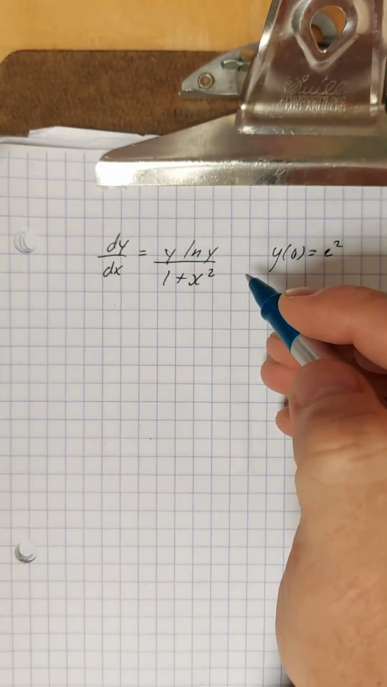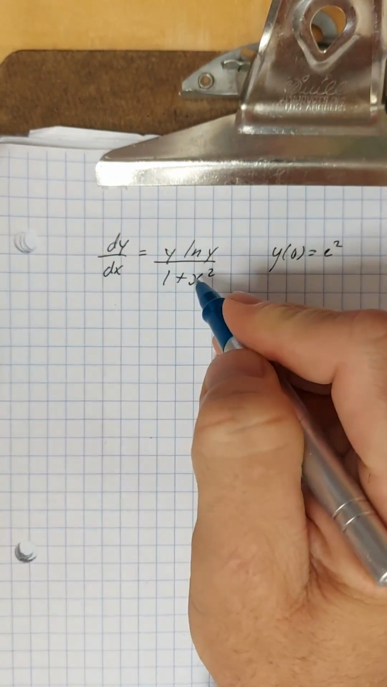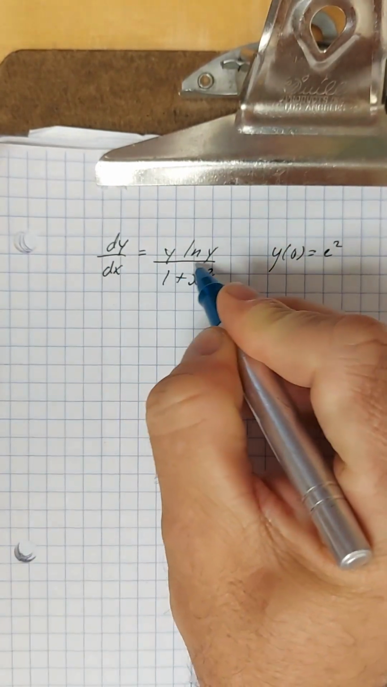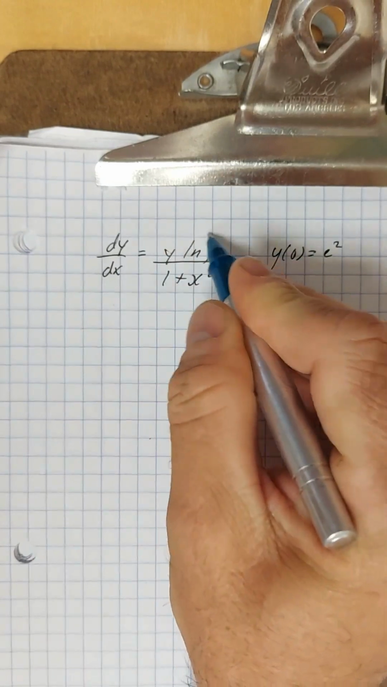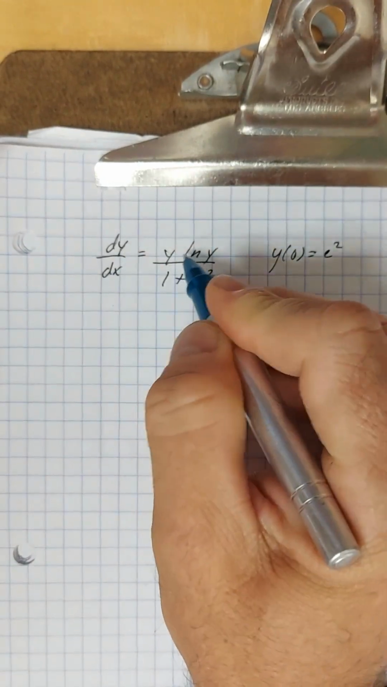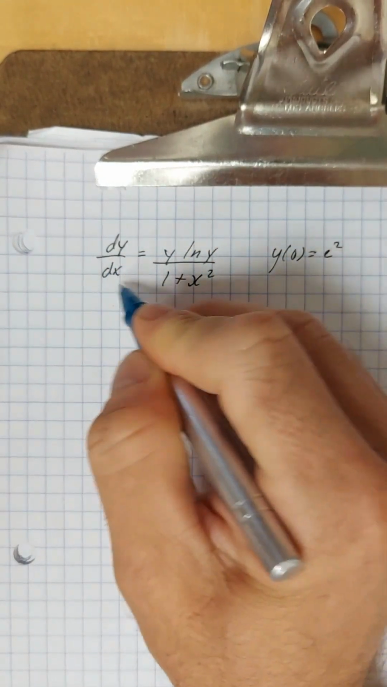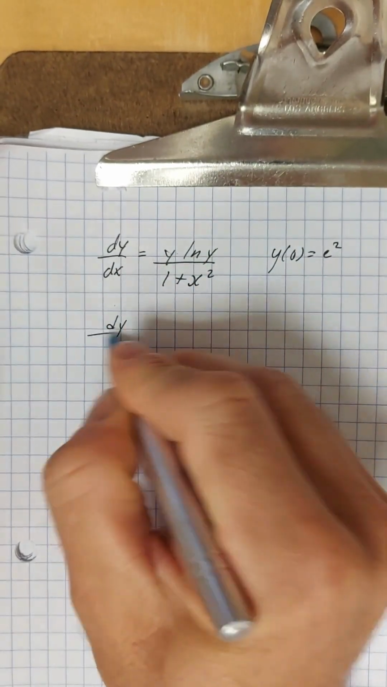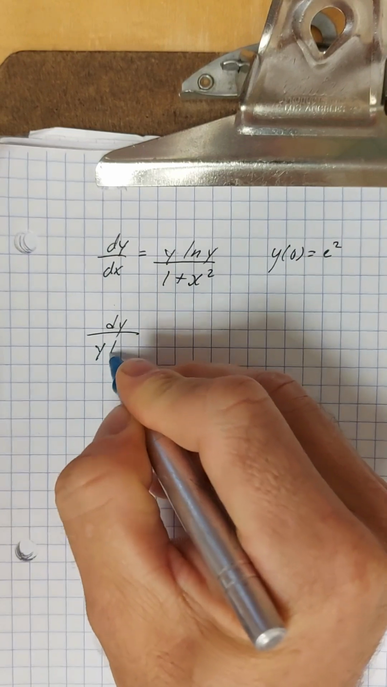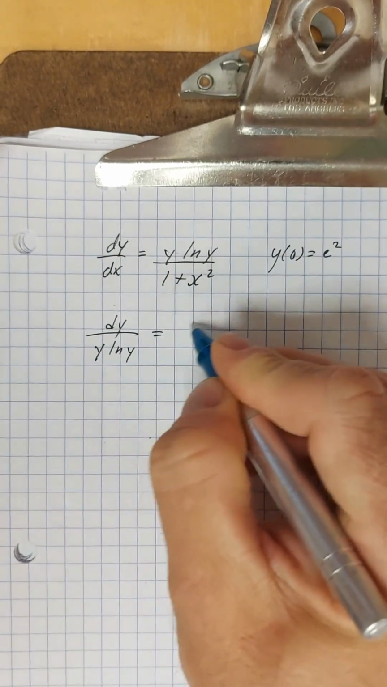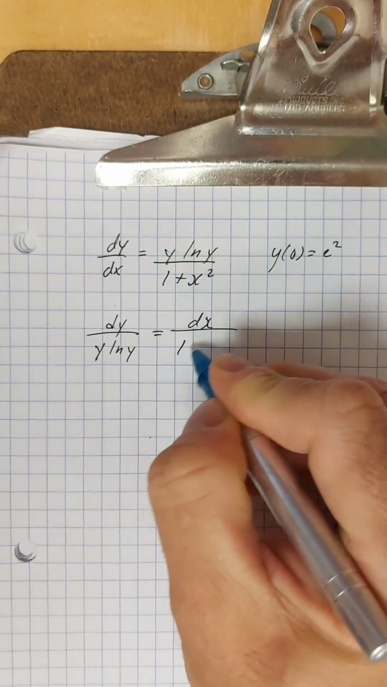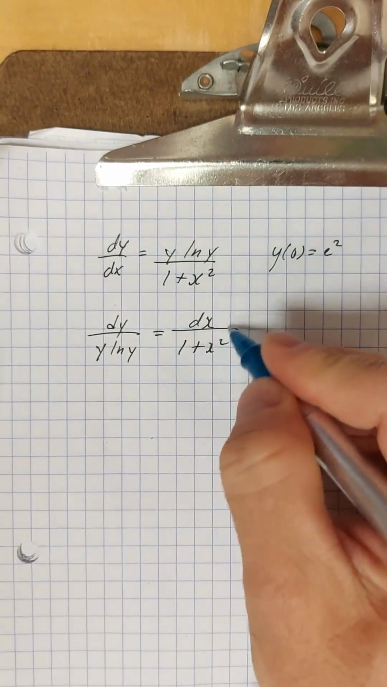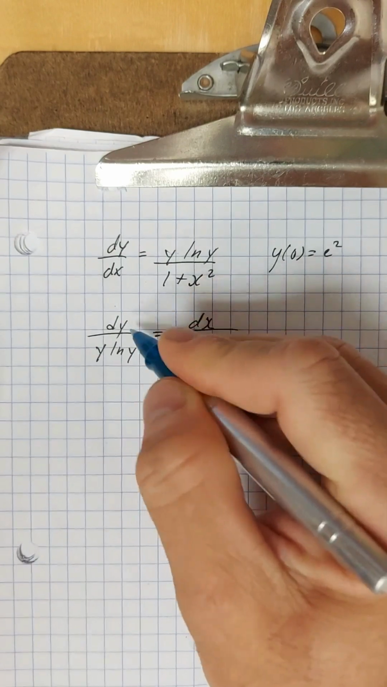Okay, so you'll notice that this is, at first glance, maybe not quite separable, but we notice that all of the x terms are downstairs, all the y terms are upstairs. So we can think about cross multiplying, moving the dx over here and moving this term down there. So you get dy over y natural log of y is equal to dx over 1 plus x squared. Okay, so now you notice that we have all the x's on one side and all the y's on the other side.